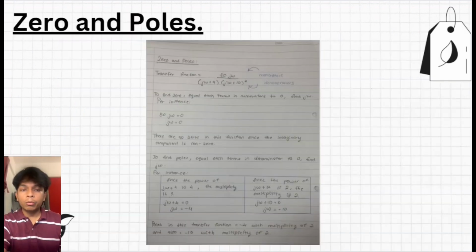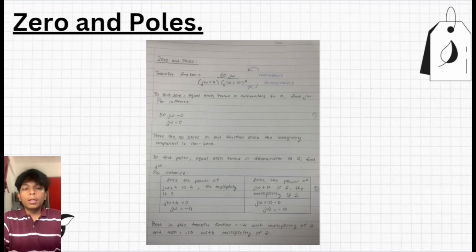Next is zeros and poles. What is a zero and a pole? In the context of transfer function, a zero refers to the value of the impedance variable at which the numerator of the transfer function becomes 0. To find zeros, equate each term in the numerator to 0. Find jω for instance: 15 jω equals 0, so jω equals 0. There are no other zeros in this function.